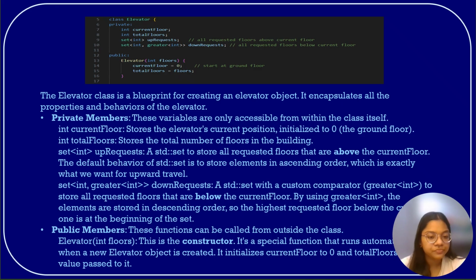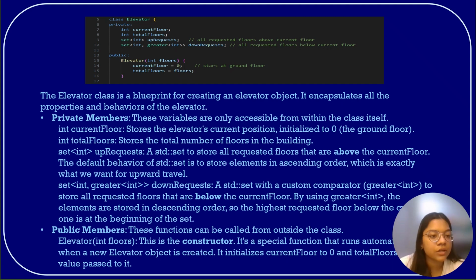For example, here in this code we can see that in private members I have defined current floor. Here the user is telling their current floor. Then there is total floors. Total floors defines how many floors there are in the building.